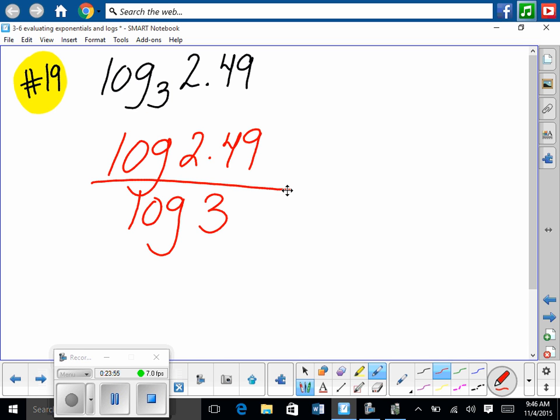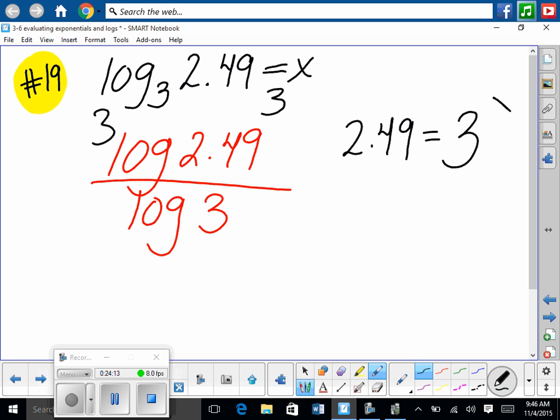So we could check our answers, because even I will get such a weird answer. I'm like, that can't be right, and then I check it and it's right. So this is how you could check it. I'm going to rewrite this as an exponential. So this would be base 3, right? Everybody? So we have 2.49 is equal to 3 to the x power.